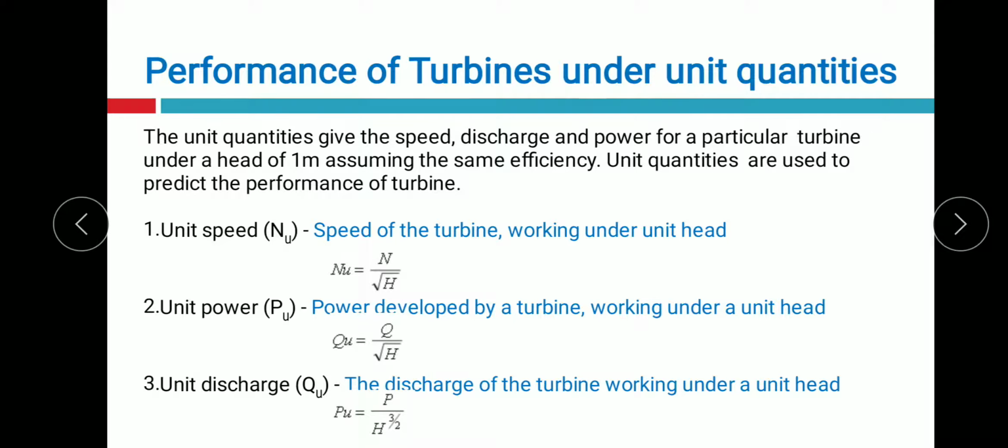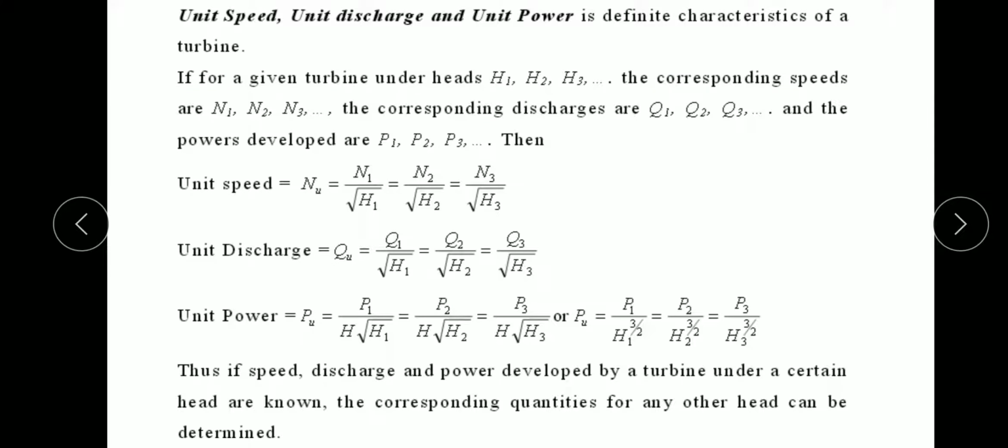These formulas are very important while solving the problems. You must remember the formula. So Nu is equal to N by square root of H, Pu is equal to P by H to the power of 3 by 2 and Qu is equal to Q by square root of H. These three are called unit quantities. Unit speed, unit discharge and unit power are definite characteristics of a turbine.